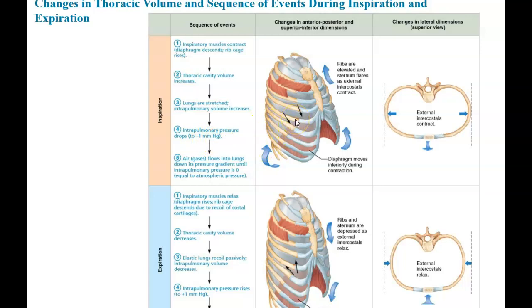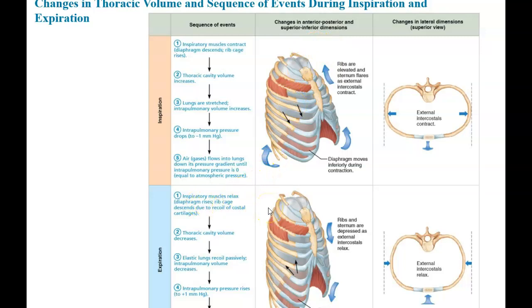And because gases move down pressure gradients, the air, the oxygen that's coming in, has a higher pressure outside of the body than inside the thoracic cavity. So it's going to move down the pressure gradient. It's going to move into the lungs.